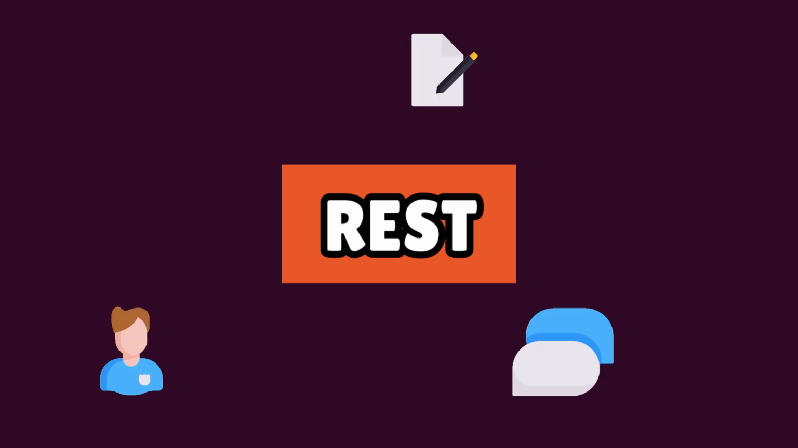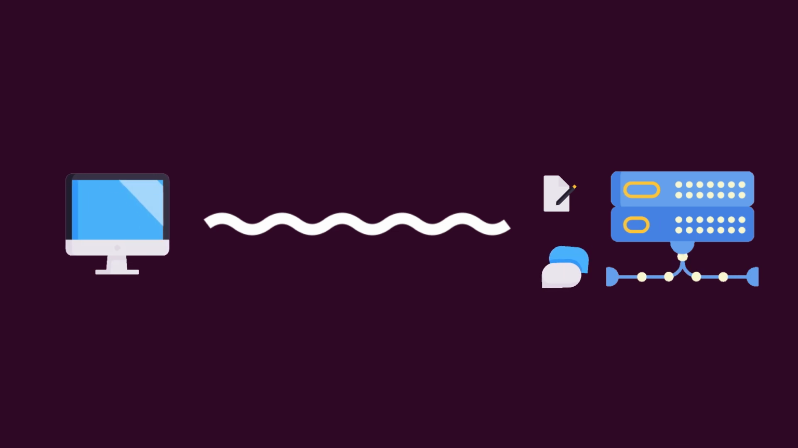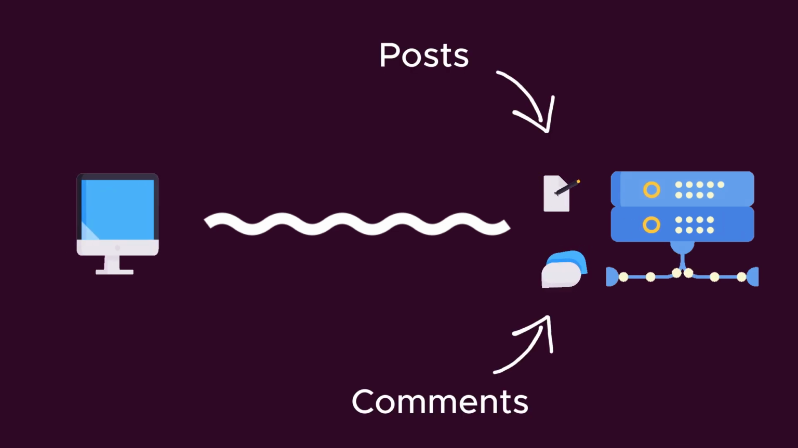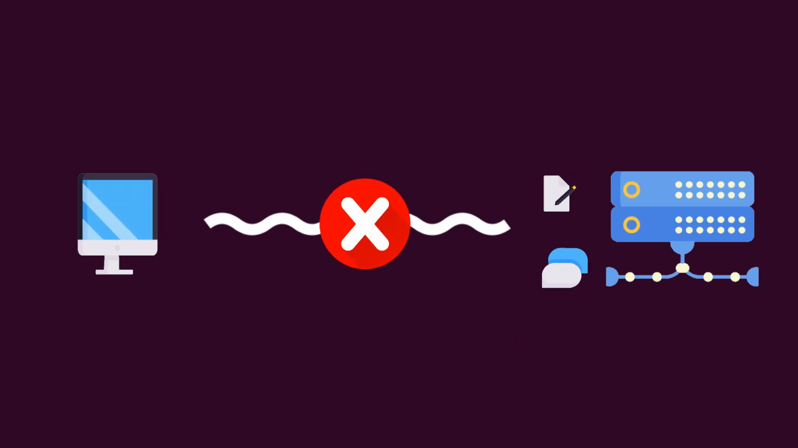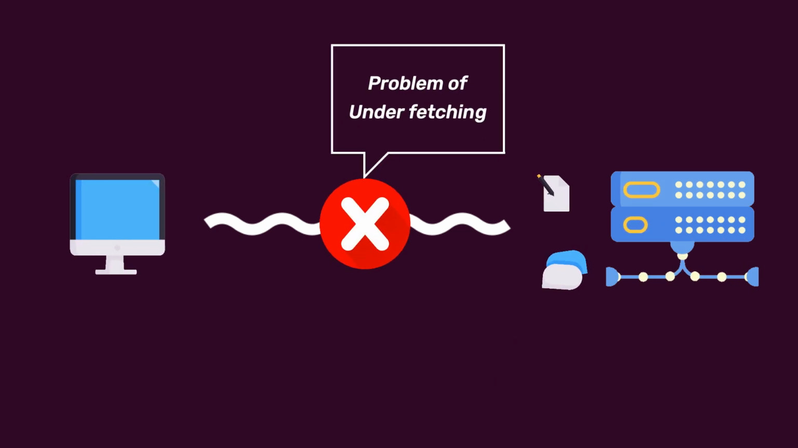REST APIs are designed around resources. If a client needs two resources to be loaded from the server, such as posts and comments, both resources can't be retrieved in a single request. This situation is referred to as the problem of underfetching.